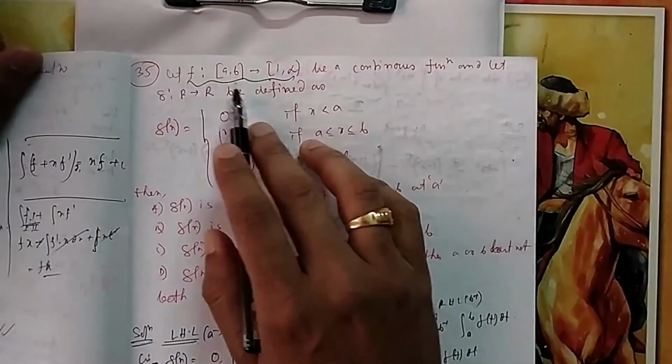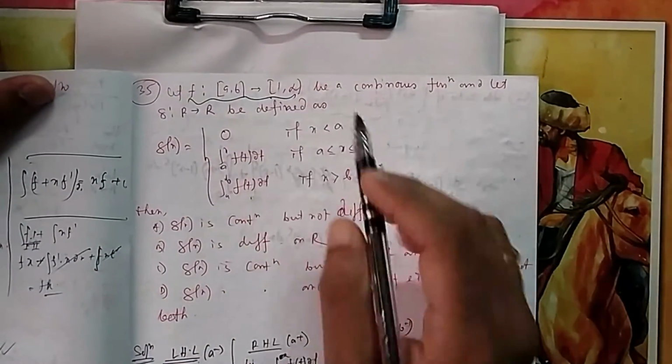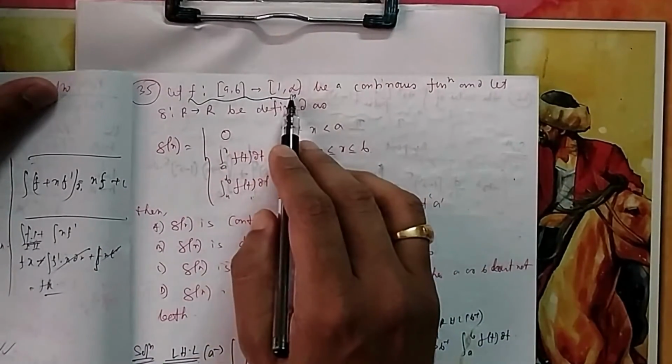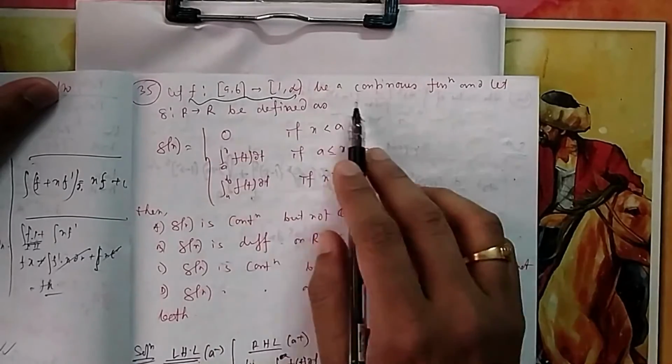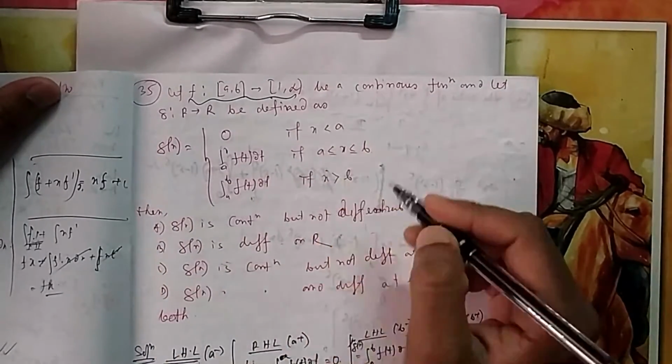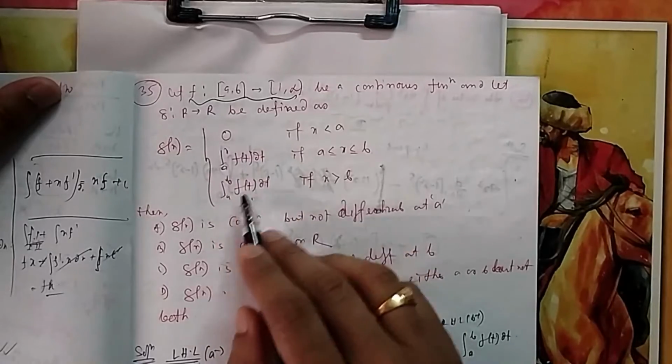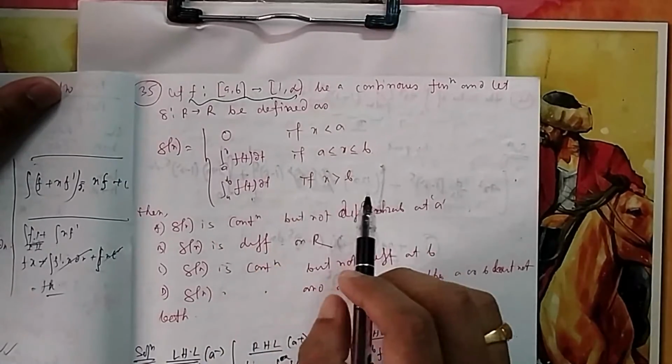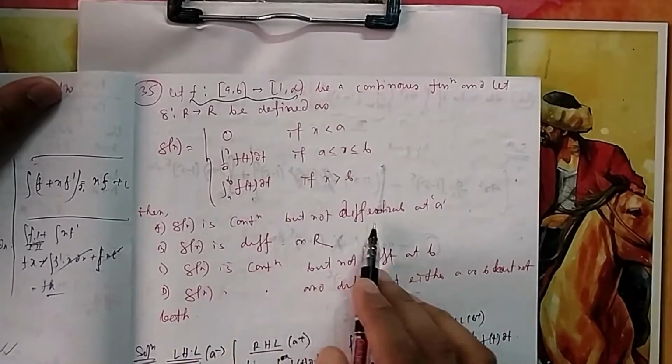What is given? f is a function from [a, b] to [1, infinity). So this is your codomain, this is your domain. f is a continuous function. Let g be any function from R to R. So g(x) is defined like this: 0 for x less than a, integral from a to x of f(t) dt, and integral from a to b of f(t) dt. They are asking whether g(x) is continuous, differentiable.